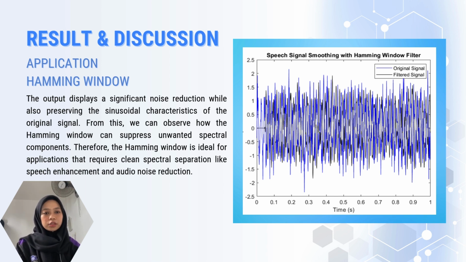Diving into the application, we use pitch signal smoothing with the Hamming window filter. From the results here, the blue signal is the original signal and the black signal is the filtered signal. This output displays a significant noise reduction while also preserving the sinusoidal characteristics of the original signal. From this, we can observe how the Hamming window can suppress unwanted spectral components. Therefore, the Hamming window is ideal for applications that require clean spectral separation, like speech enhancement and audio noise reduction.